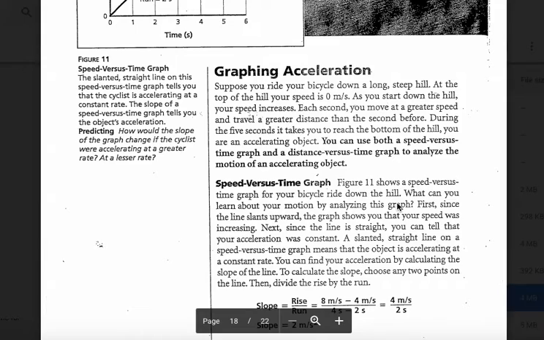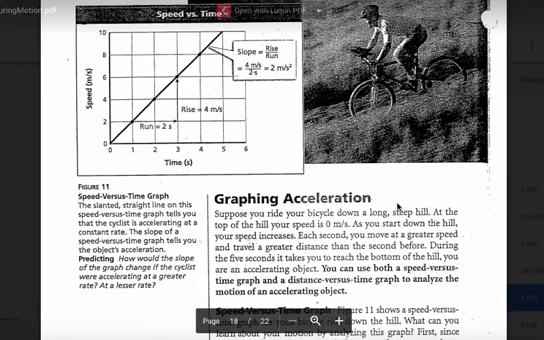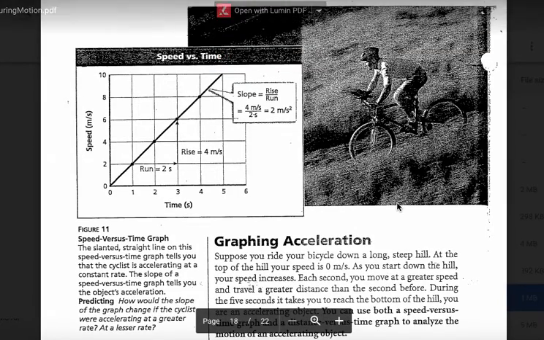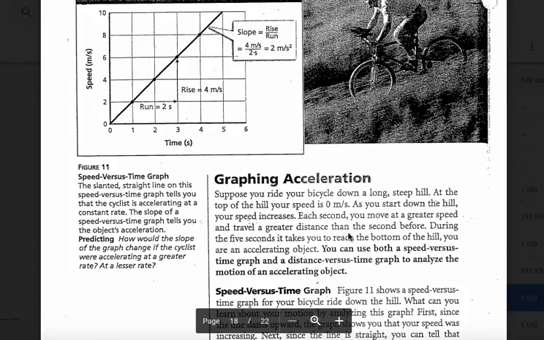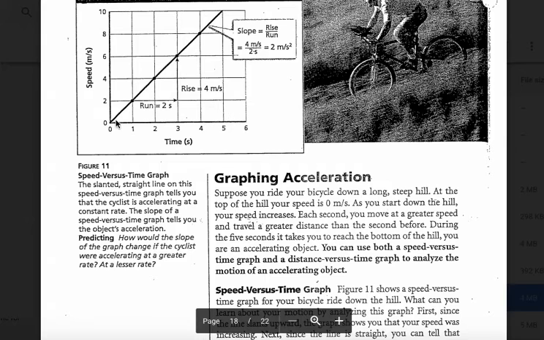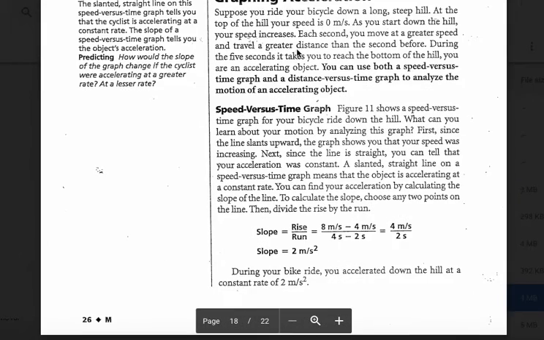Figure 11 shows you a speed versus time graph for your bicycle ride down the hill. Speed versus time. Slope is 2 meters per second every 1 second. It's increasing. So that's showing you the acceleration is 2 meters per second squared.